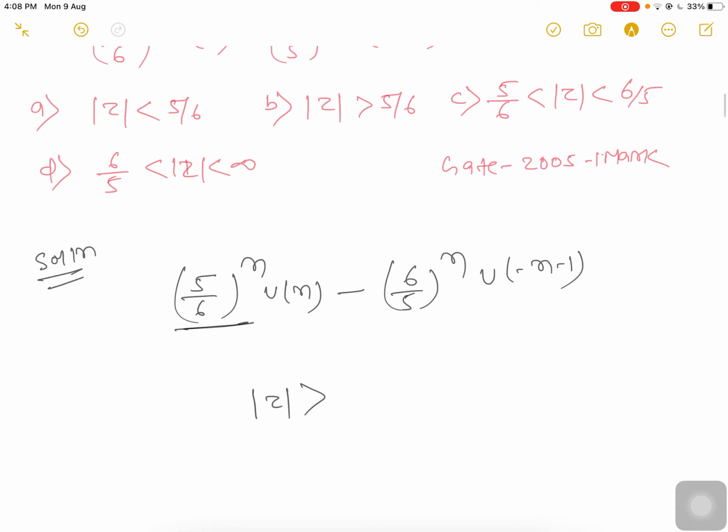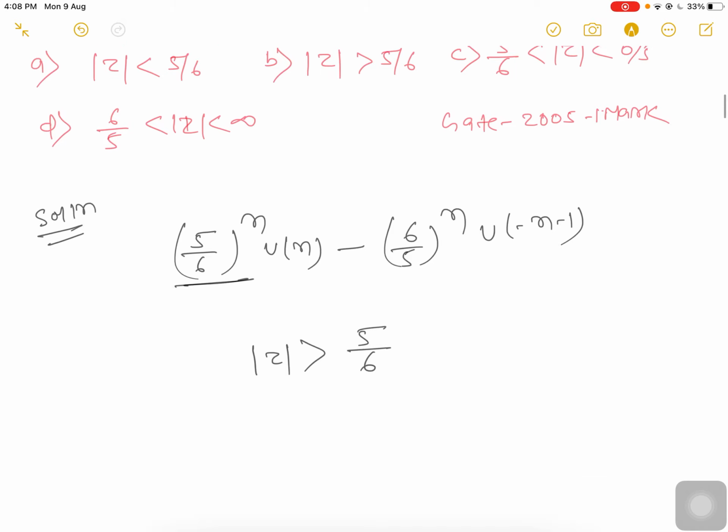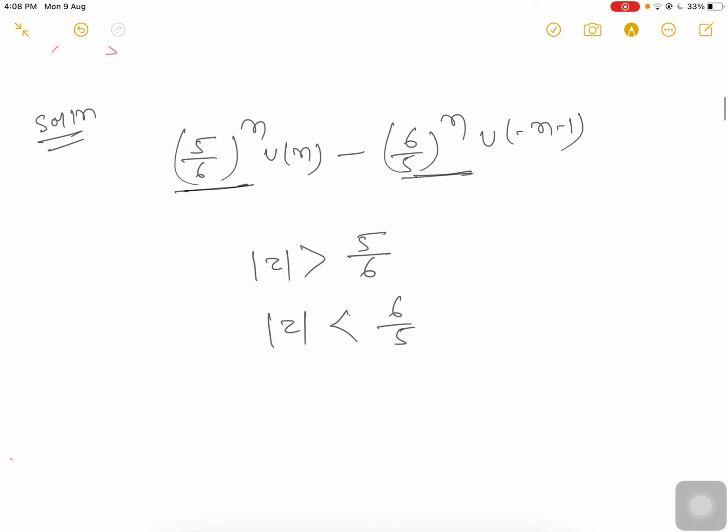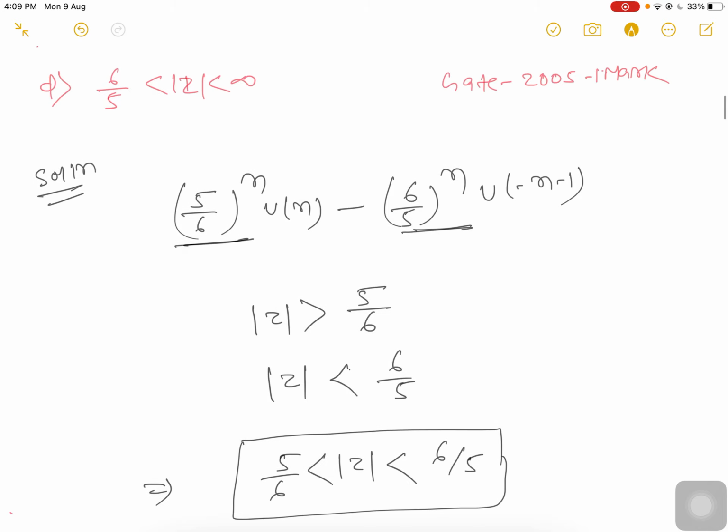For right-handed signals, the region of convergence should be mod z greater than 5/6. And the second one is a left-handed signal, for which it is mod z less than 6/5. So the common ROC is 5/6 less than mod z less than 6/5. That's why this one is valid.